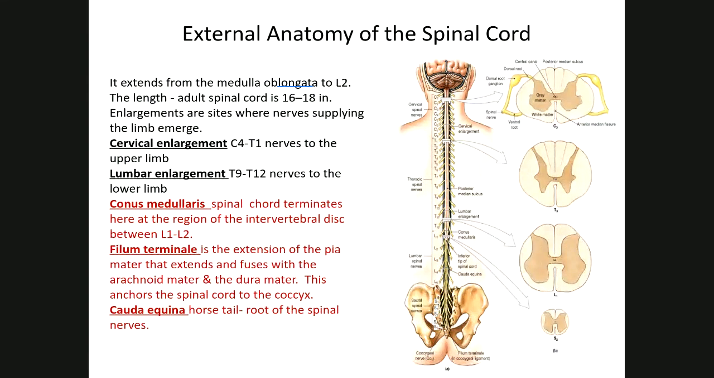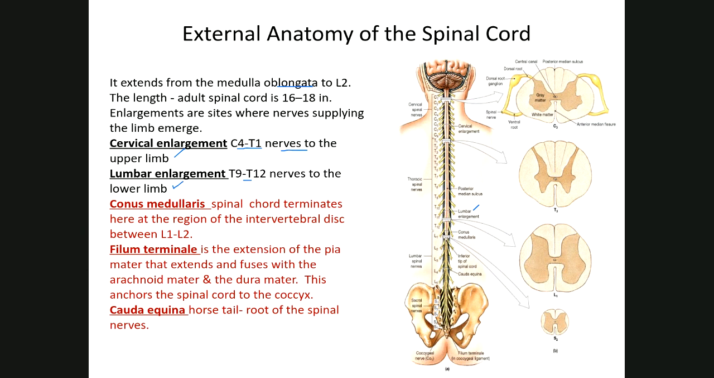Even though it seems like it would be a cylindrical tube, there are regions of the spinal cord that are wider than others, which is, for example, in this region, there's different layers of white matter and gray matter. So the first region is called the cervical enlargement, located between C4 and T1, and these hold the nuclei of the nerves that extend into the upper limb. A second enlargement is called the lumbar enlargement, located around T9 through T12, and these hold the nuclei that extend into the lower limb.